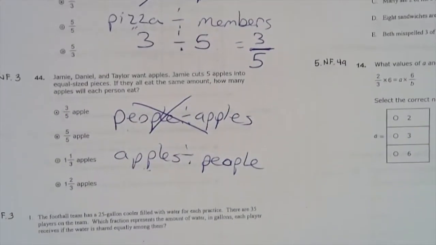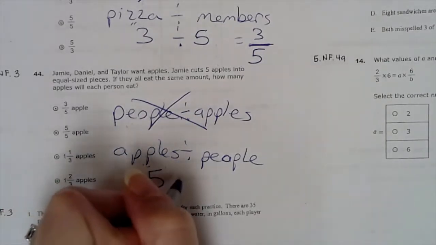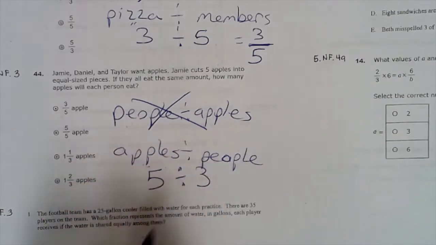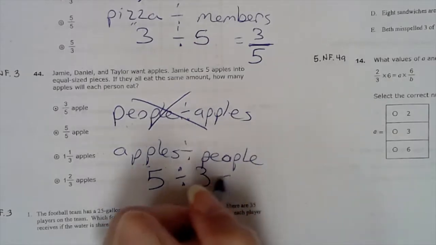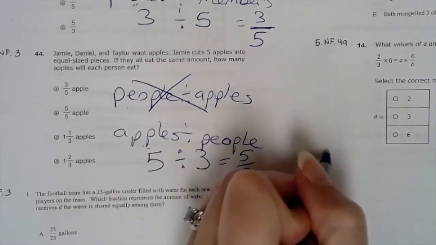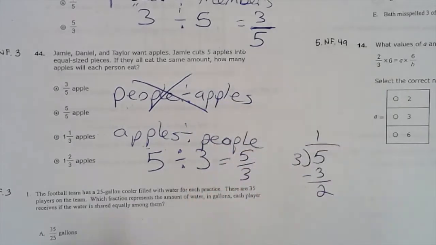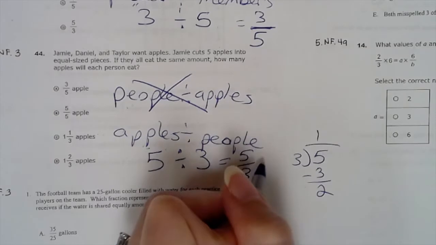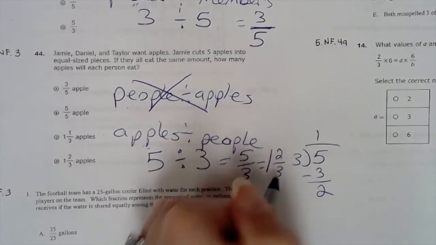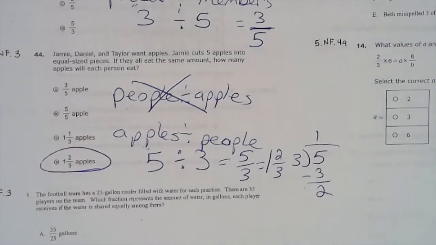How many apples did they have? They had 5. How many people were there? There were 3. So we have 5 divided by 3. That's the same thing as 5/3. That's the same thing as an improper fraction, so we actually have to divide it. 5 divided by 3 is 1 remainder 2. And we write that as 1 2/3. So D is our correct answer.